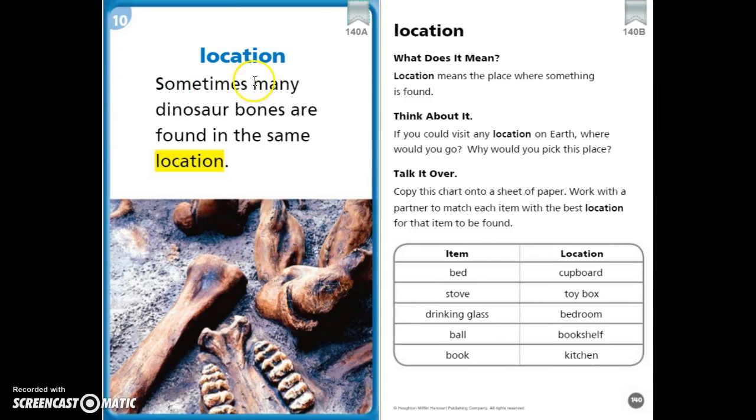Location. Sometimes many dinosaur bones are found in the same location. The location means the place where something is found. If you could visit any location on Earth, where would you go? And why would you pick this place? Work with your learning adult at home to match each item with the best location for that item to be found.